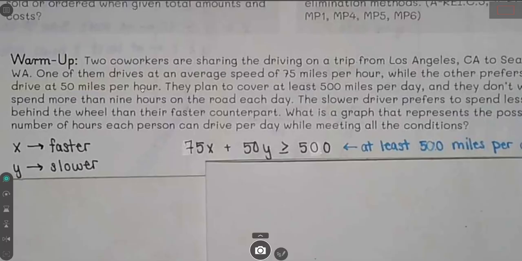Alright, good job, Team 2. Alright, bonus point. Your Team 1. Bonus point if someone can raise their hand and give me an inequality that would represent driving no more than 9 hours. Right here, it says they don't want to spend more than 9 hours on the road each day.